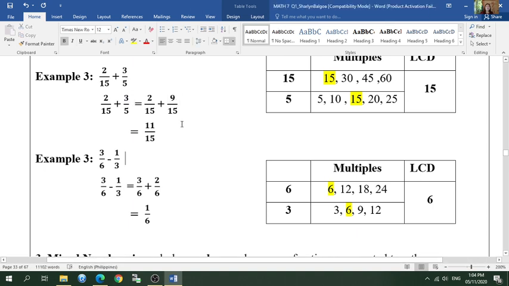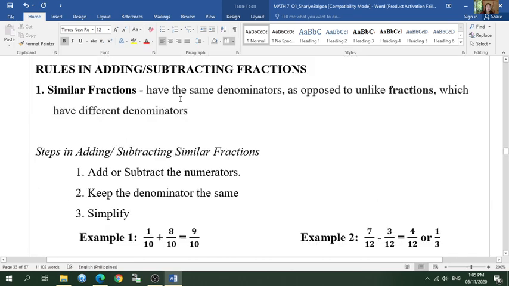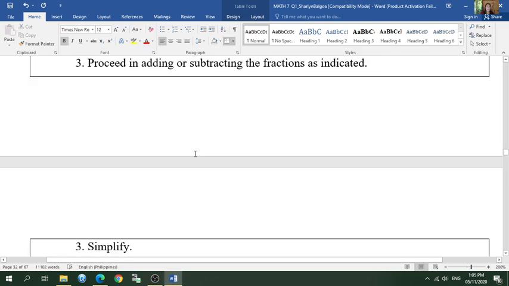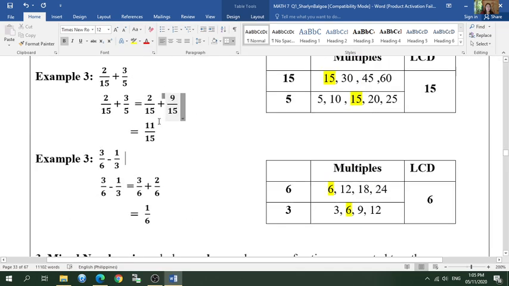Next, so after renaming or having the same denominators, pwede mo nang i-add yung numerator. So go back to the rules in adding or subtracting similar fractions. So magiging 2 plus 9 is 11 over 15.